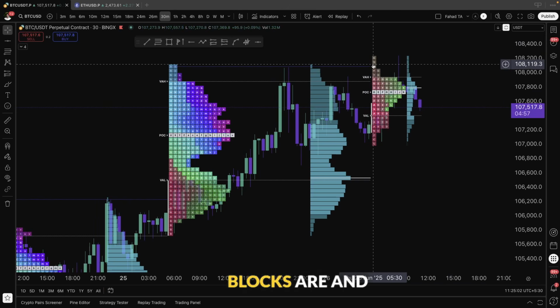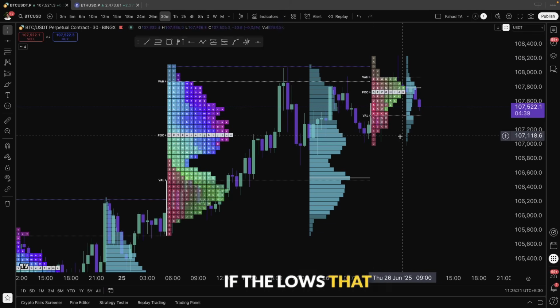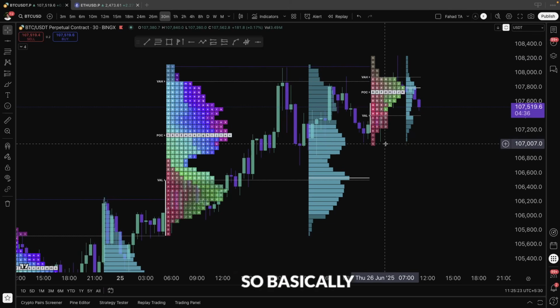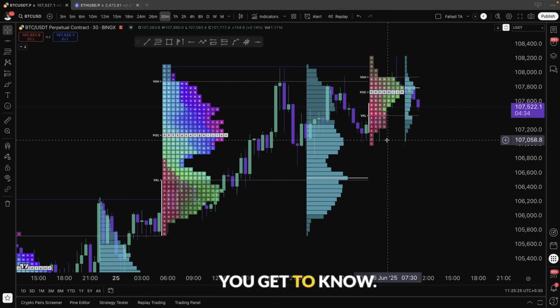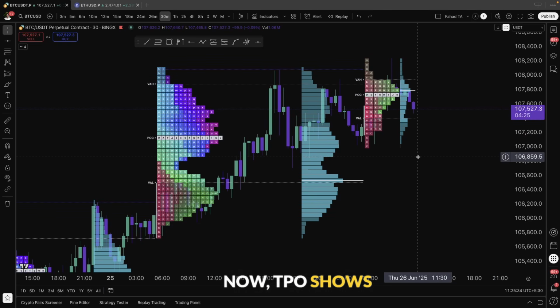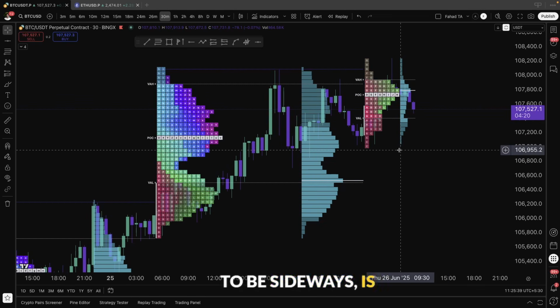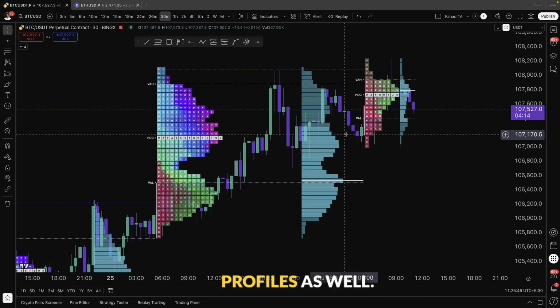So now you know what these blocks are and how they develop, and how you can identify if the highs that you have made are strong and if the lows that you have made are poor or not. Basically, if they are weak or not. So that is what you get to know. Now since we are done with the basic parts, let's try to understand the benefits of using TPO. TPO shows you if the market is going to be trending, if the market is going to be sideways, is it going to dump or something like that. You get a whole overview of the market just by looking at the TPO profiles as well.